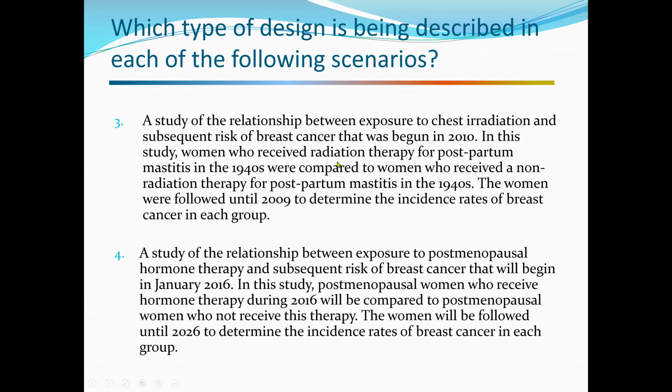So in this study, women who received radiation therapy for postpartum mastitis in the 1940s were compared to women who received non-radiation therapy for postpartum mastitis. So we have two different treatments. The women were followed, both groups of women have the condition, but they received two different treatments. And they were followed for some period of time. So this will be a cohort study.